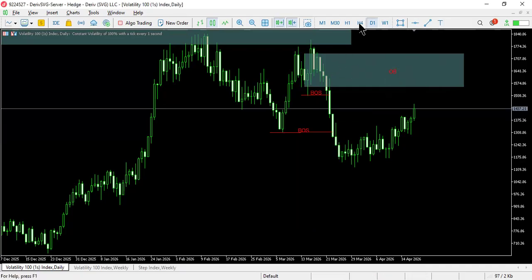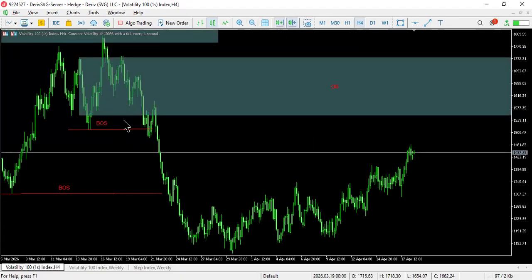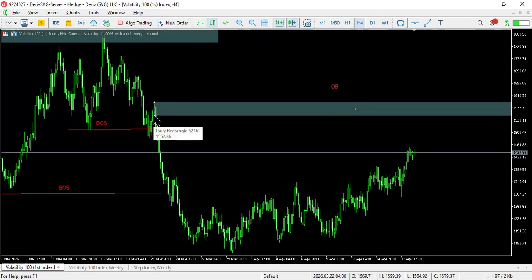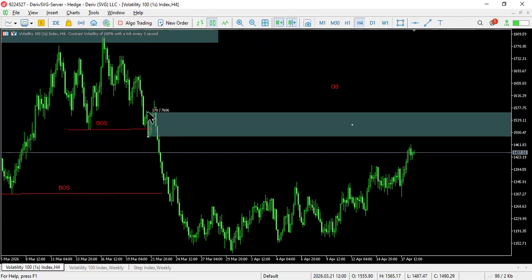That's it from the daily time frame, heading over to the 4 hours time frame. So from the 4 hours time frame, there is where our order block is. And then our break of structure is at that point. And then this break of structure is going to be at that level.